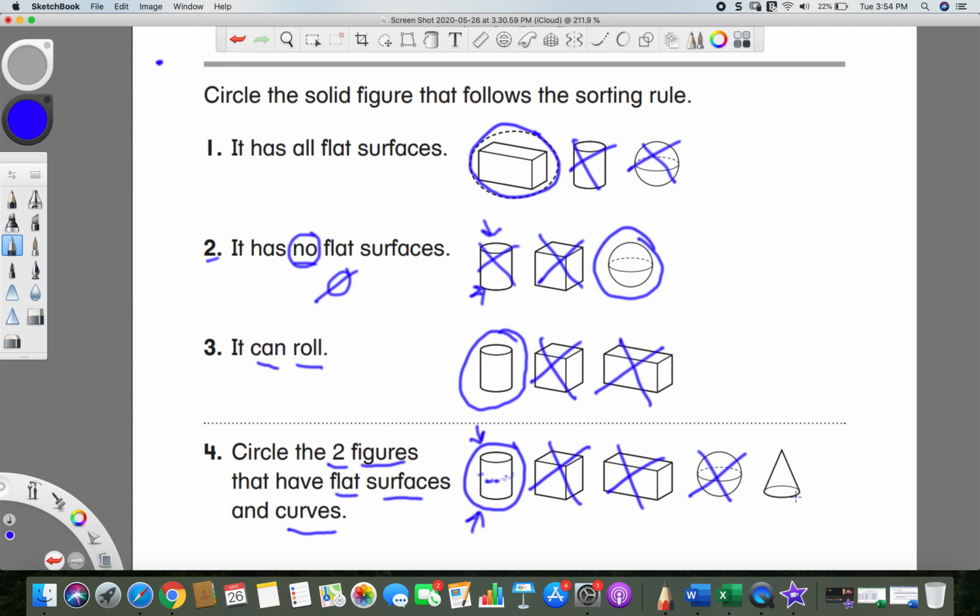And we have one shape left, which is a cone. It has a flat surface at the bottom right here. Can it roll around if you lay it down on its side? It sure can. It has curves, so we can circle the cone. So those are the two shapes that they're talking about because they both have flat surfaces and they both have curves. All right, now let's go into your assignment for today.